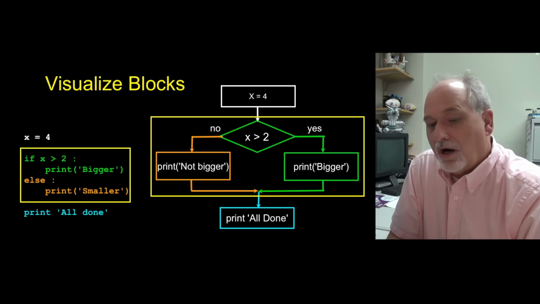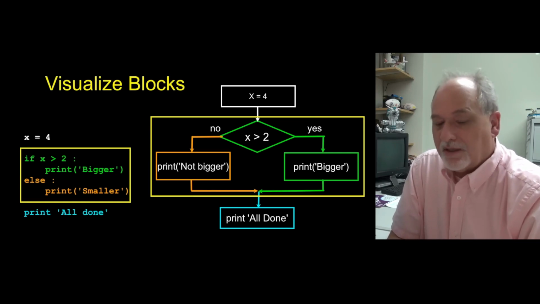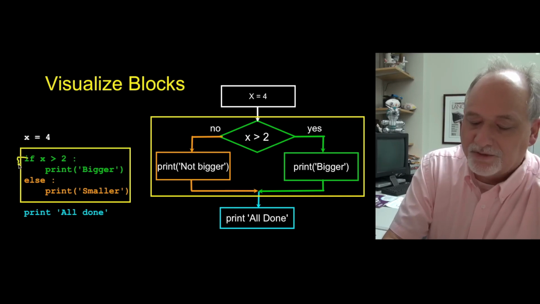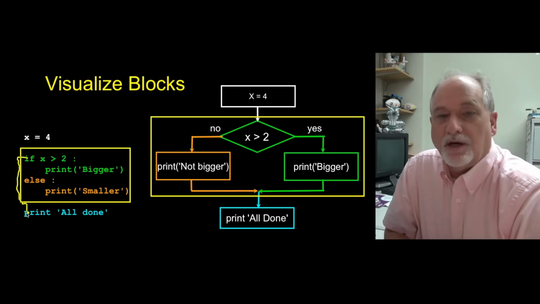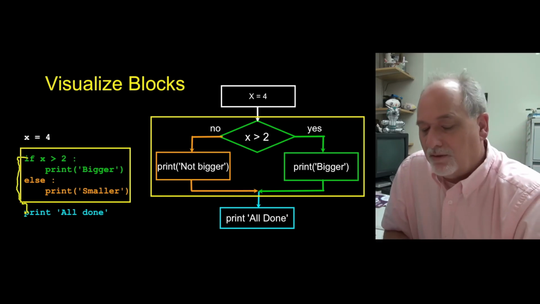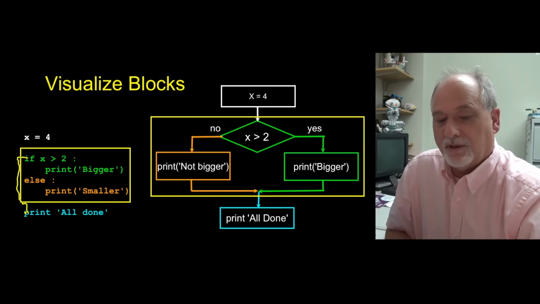And again, you sort of draw these blocks around these things mentally, and in this one you take from the if, not the else, is really part of the block, up to but not including that print, which is de-indented back to the same level as the if statement. Okay?